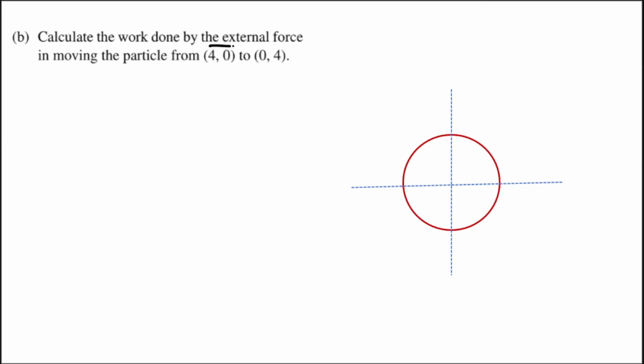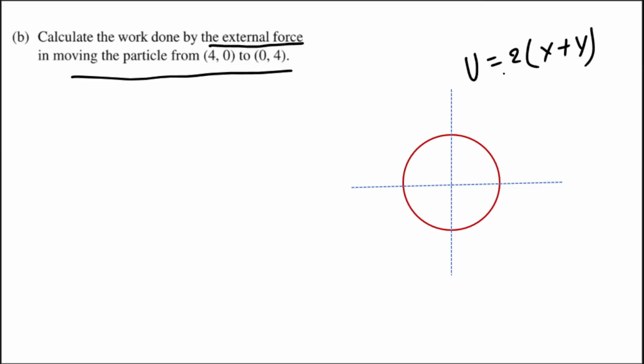Calculate the work done by the external force in moving the particle from (4,0) to (0,4). First of all, let's write the potential energy function. This is 2x plus y. Now in moving from (4,0), that is this one, to (0,4), this. Now the work done by all forces is equal to what? Change in kinetic energy. We know this work energy theorem.